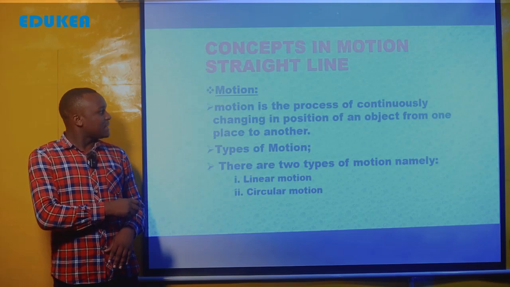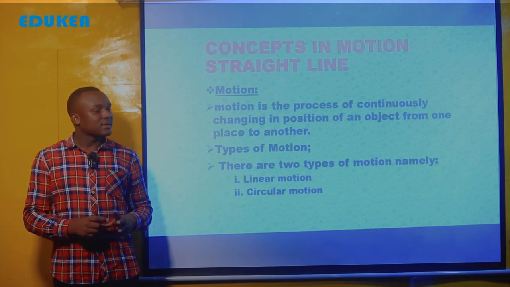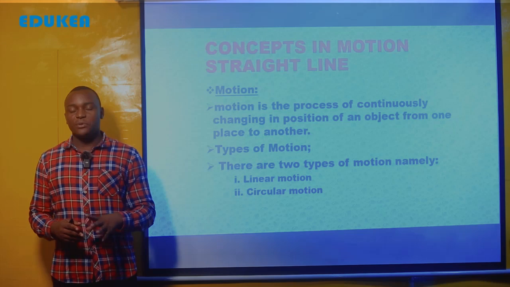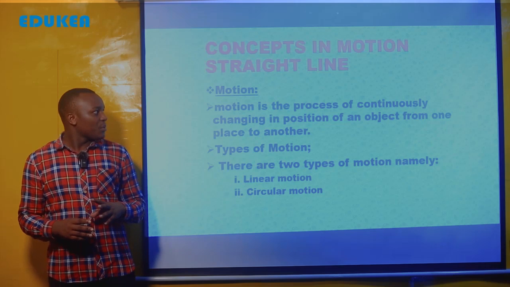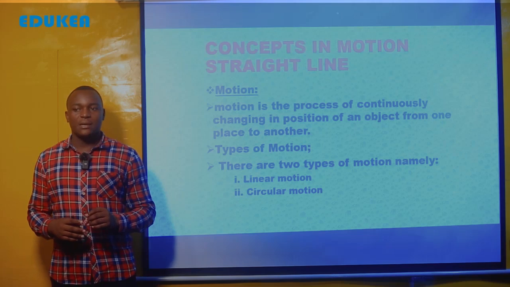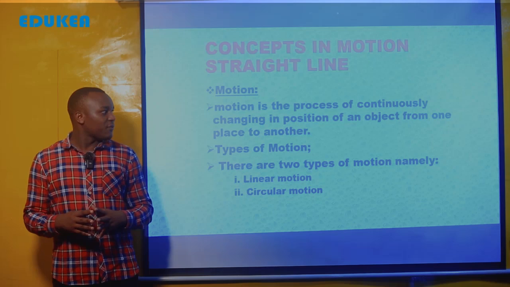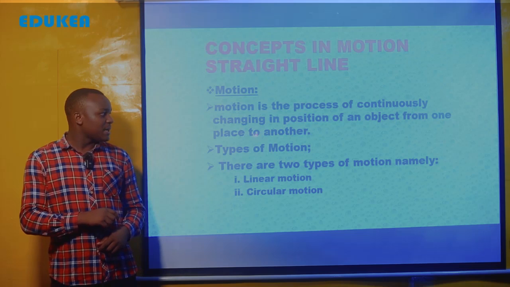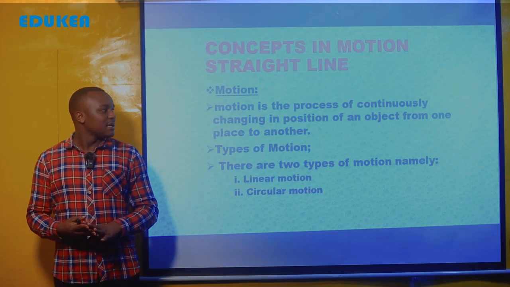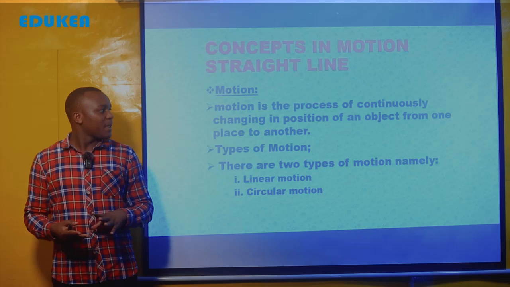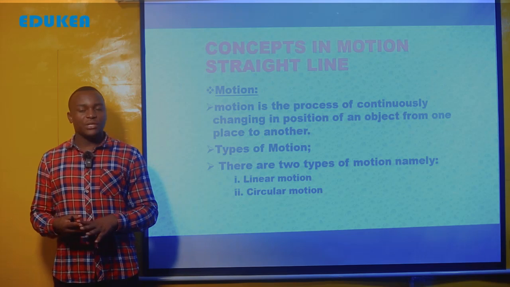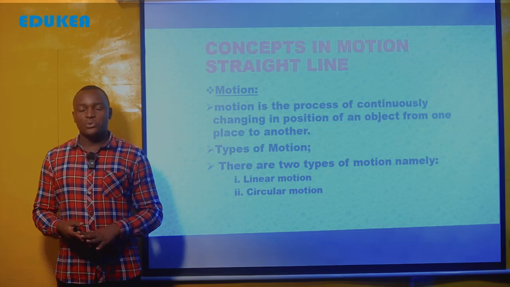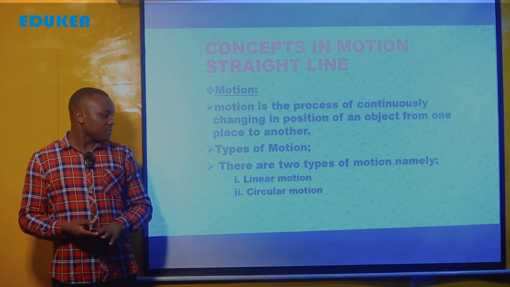So now let's start with concepts which are being used in motion in a straight line. When we say motion, it is a process of continuous changing in position of an object from one place to another place. The continuous process of changing in position of an object from one place to another place, that is what we call motion.